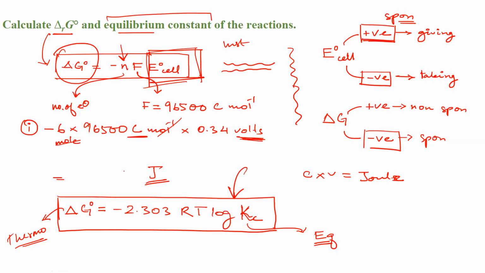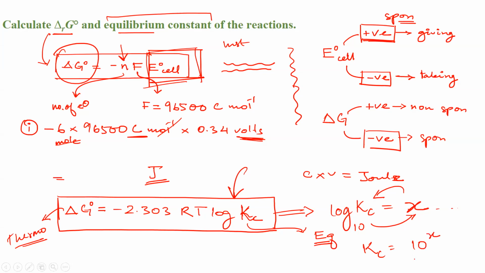So write these two equations. You just need to plug in the value of delta G naught. When you do all the calculation, you will end up with log Kc is equal to some value, let us say X. Now please remember, if you want to calculate Kc, log has a base of 10. So 10 to the power X will be equal to Kc. Kc will be equal to 10 to the power of X, whatever it is.